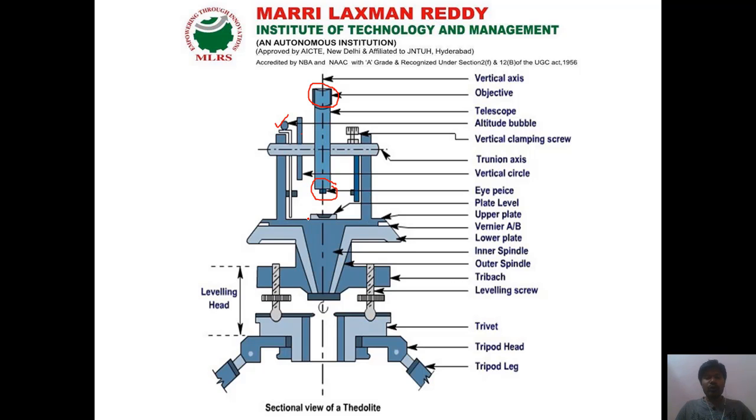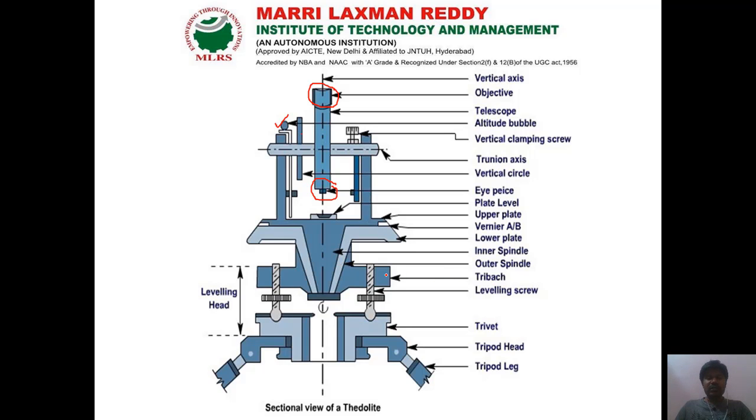Whenever I am going to measure a horizontal angle, at that time I have to level this bubble tube. Okay, next the upper plate. As with our dumpy level, we have an upper plate and lower plate arrangement here. The upper plate consists of vernier A and vernier B, and the lower plate has the inner spindle and outer spindle.